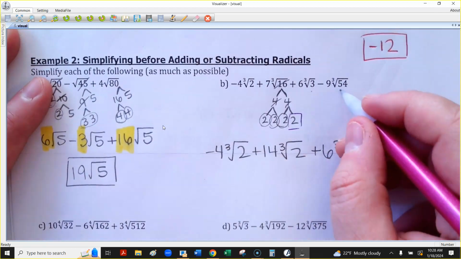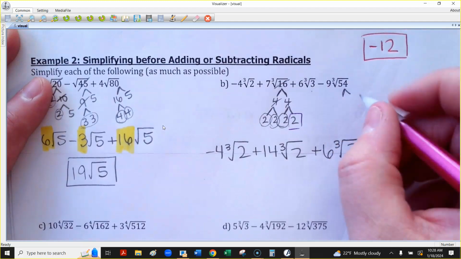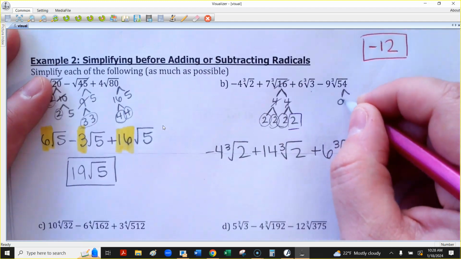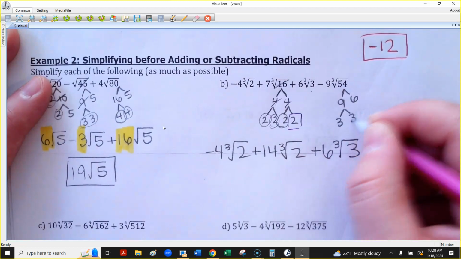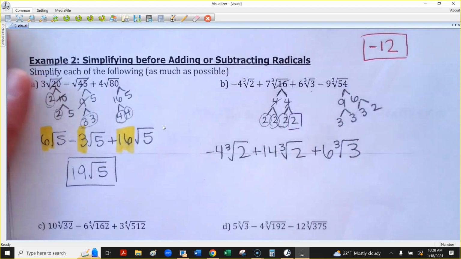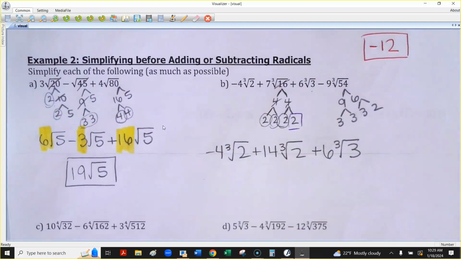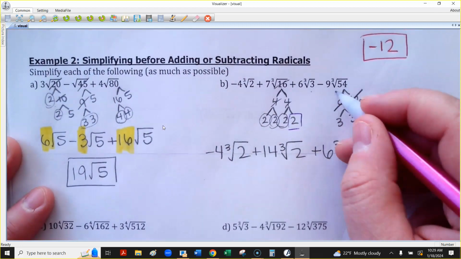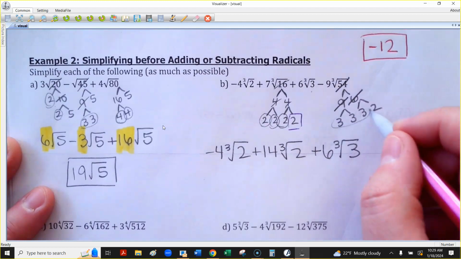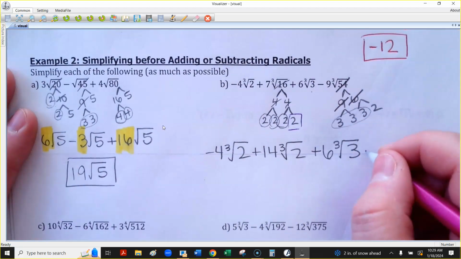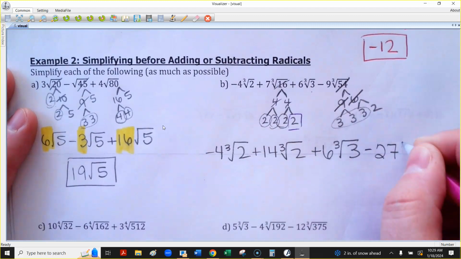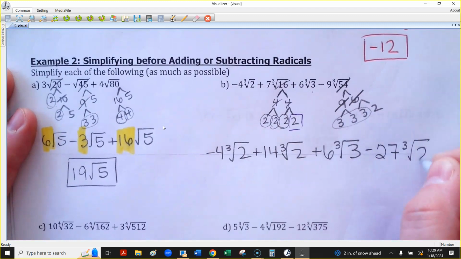The last one, I've got a 54. So I'd probably do, let's see, 9 and 6, 3 and 3, 3 and 2. I'm looking for a group of 3. I have broken the 9, broken the 6, broken the 54. I have 3 3s, but I have a 2 that's not got anybody to hang out with, so it's going to have to stay underneath. We already have a 9 in front here, so when I pull the 3 out, it's going to be minus 27. And then left under the cube root, I have a 2.